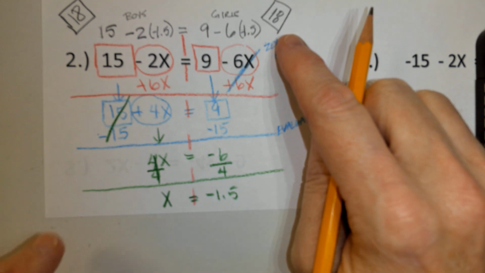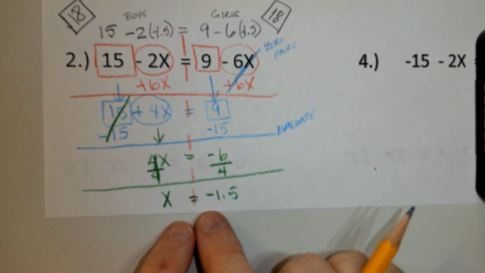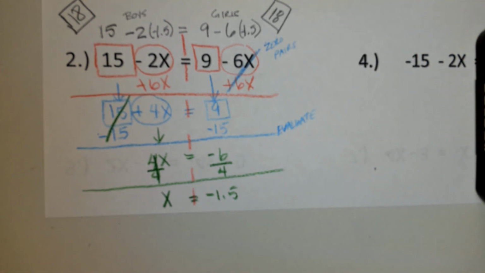Repeat after me. If and only if? If and only if x equals negative 1.5. X equals negative 1.5.